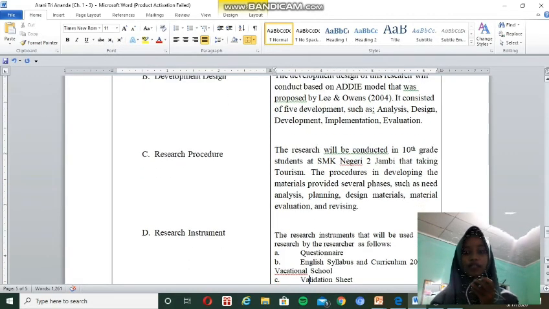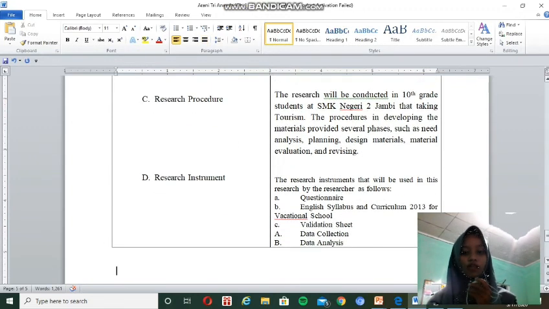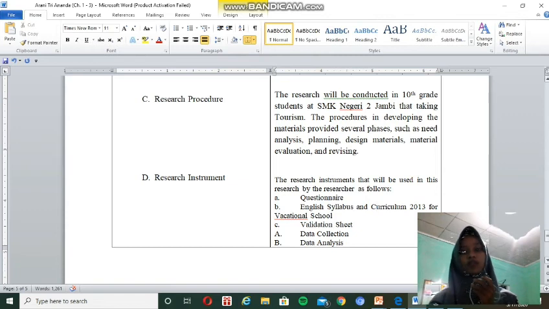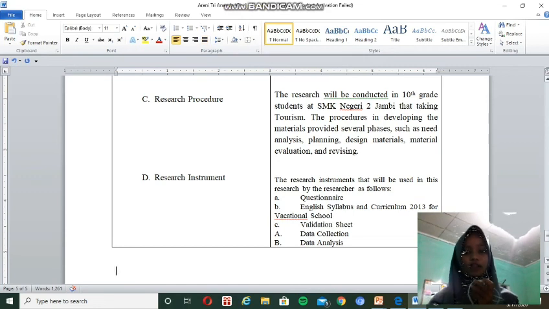And the research procedure. The research will be conducted with 10th grade students at SMK Negeri 2 Jambi, taking tourism. And the procedure is like this: need analysis, planning, designing materials, material evaluation, and revising. And for instruments, I will use a questionnaire and documents from that school, like the syllabus used by the teacher and also the K-13 curriculum for vocational school, and a validation sheet, and data collection and data analysis.